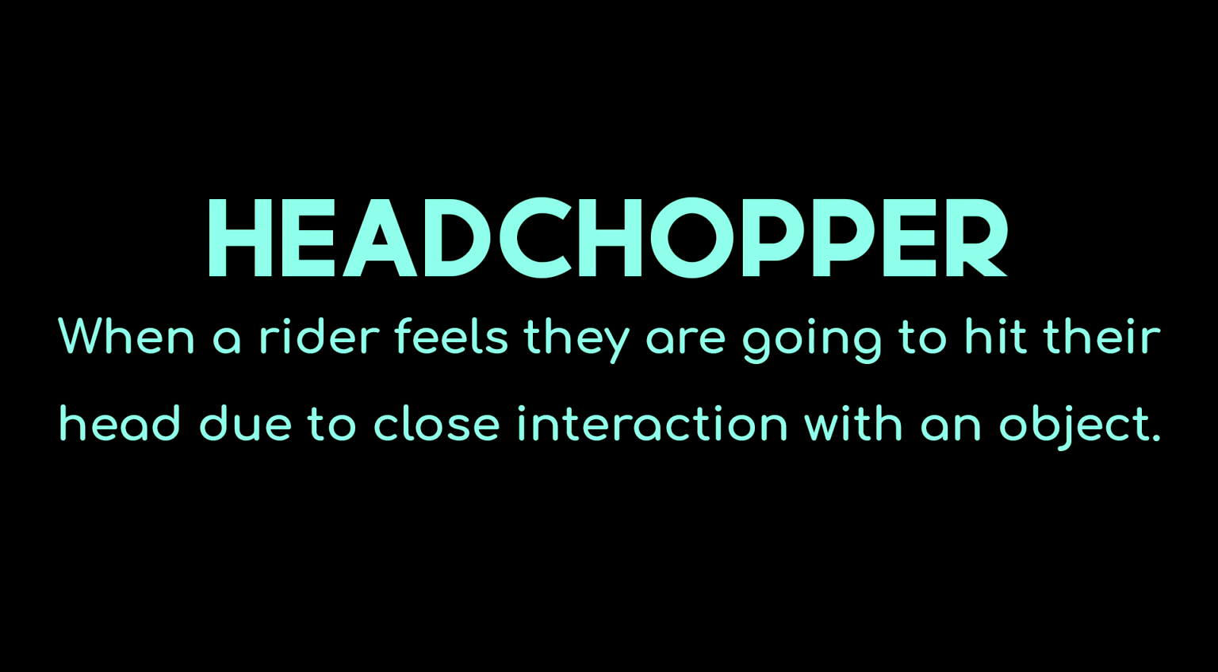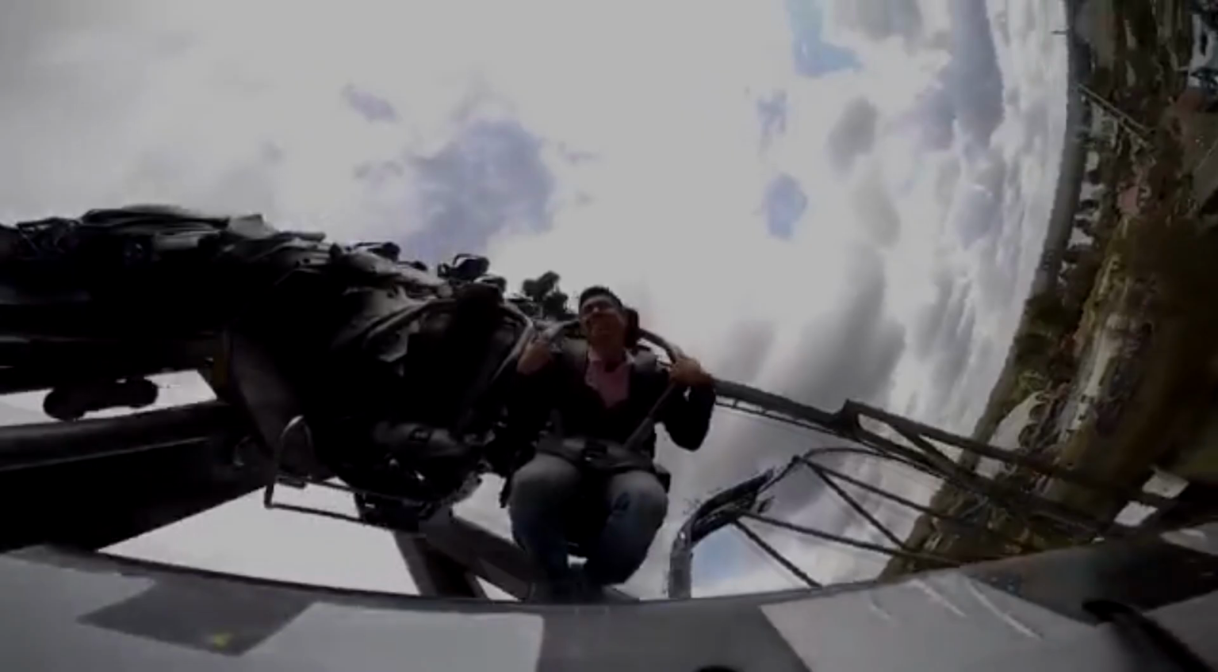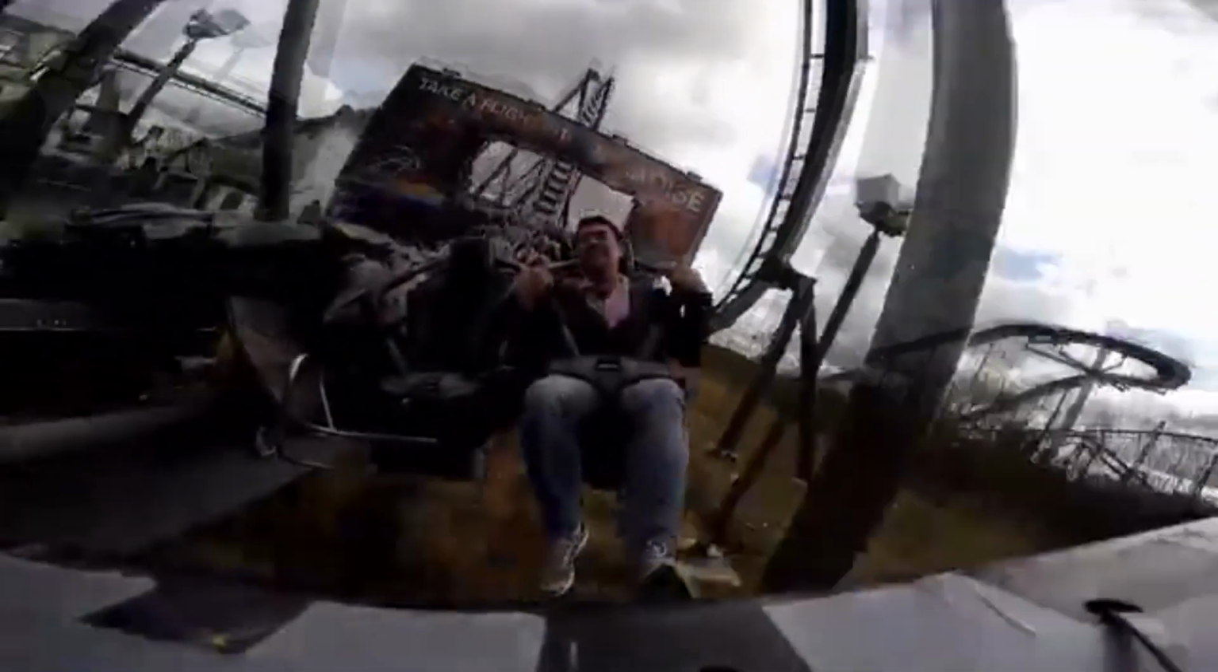Headchopper, when a rider feels like they are going to hit their head due to close interaction with an object. This is usually done using theming items to create a greater feeling of danger. However, there is actually no risk of riders hitting their heads whatsoever. An example of this would be the billboard on the Swarm at Thorpe Park.